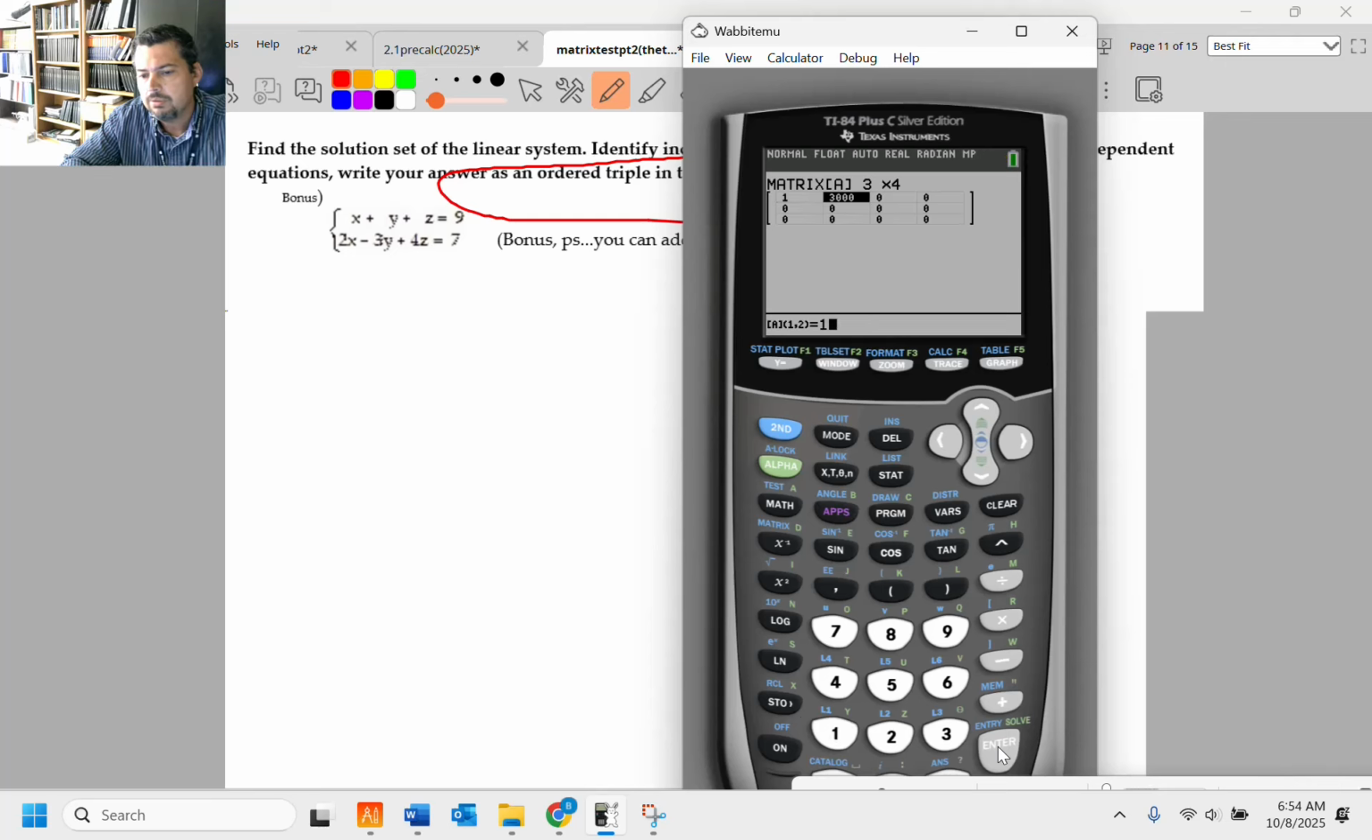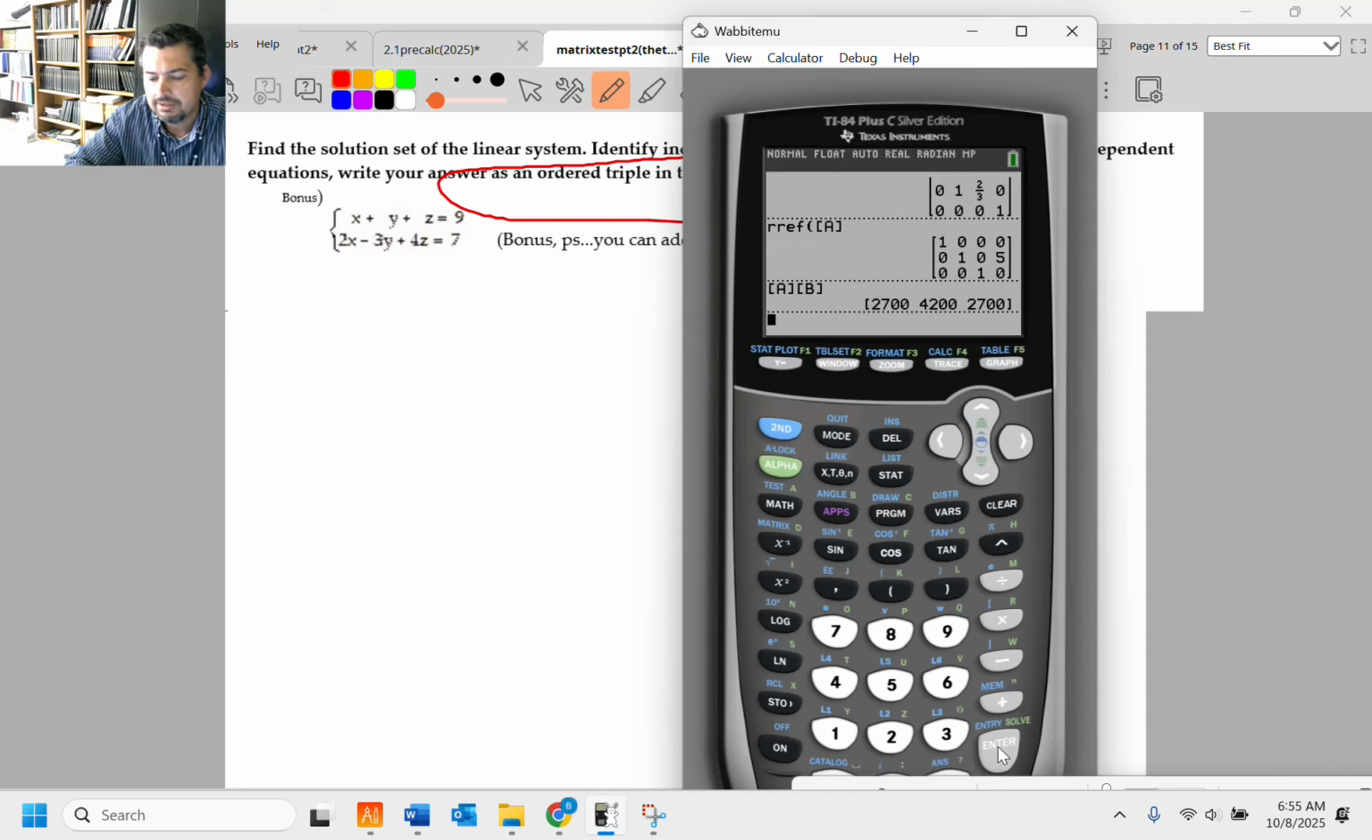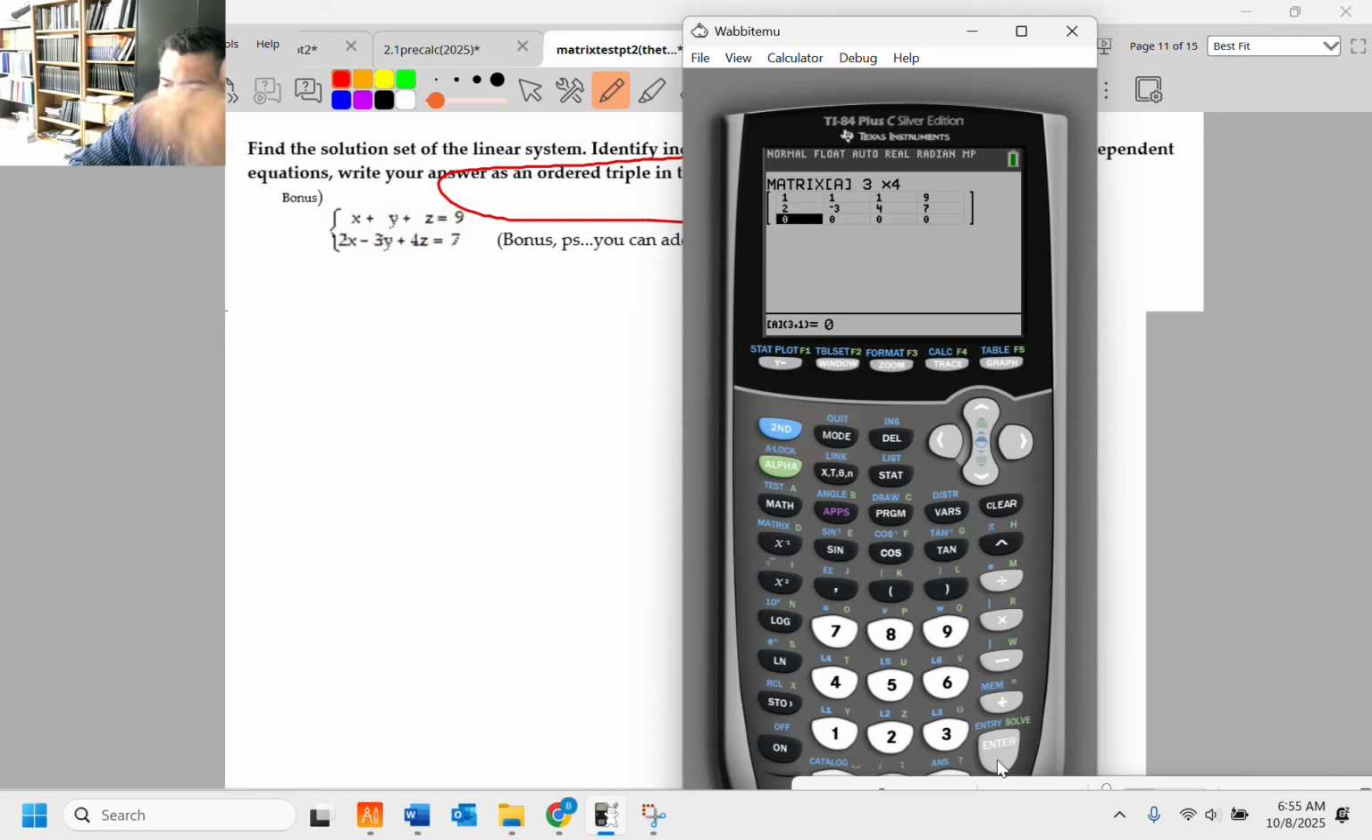And it's going to go 1, 1, 1, 9, 2, -3, 4, syntax error. Blast it. Do you know what a syntax error is? It's essentially a typo. You typed something where you weren't supposed to type. And the last row we're just going to leave straight up pure zeros.